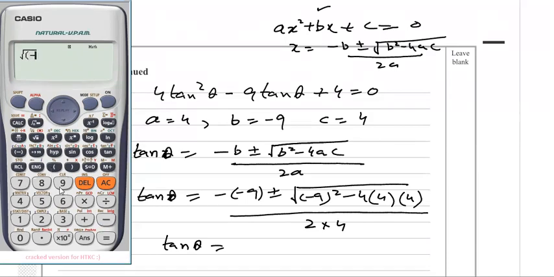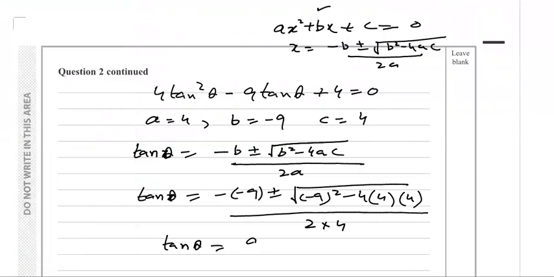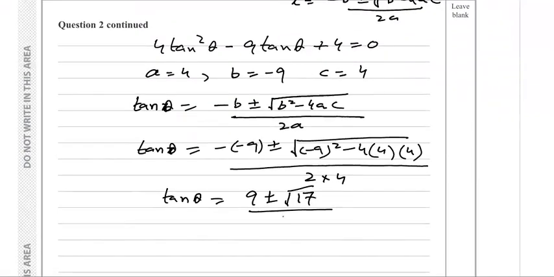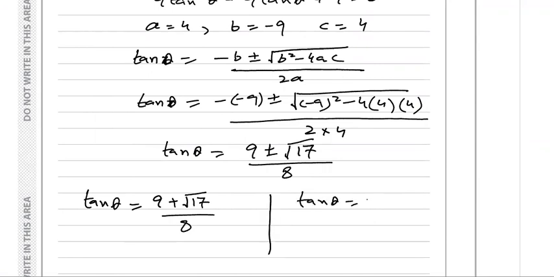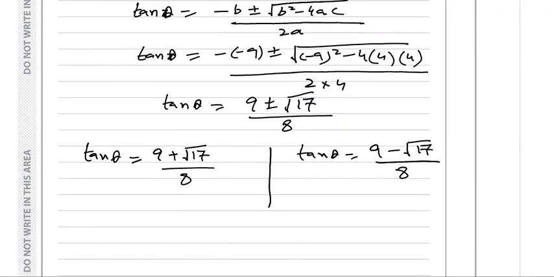It will be minus 9 square minus 4 into 4 into 4. So it is square root of 17. So that will become 9 plus minus square root of 17 over 8. So there are two possibilities now. The first possibility is tangent of theta will be 9 plus square root of 17 over 8, and the second option is tangent of theta will be 9 minus square root of 17 divided by 8.